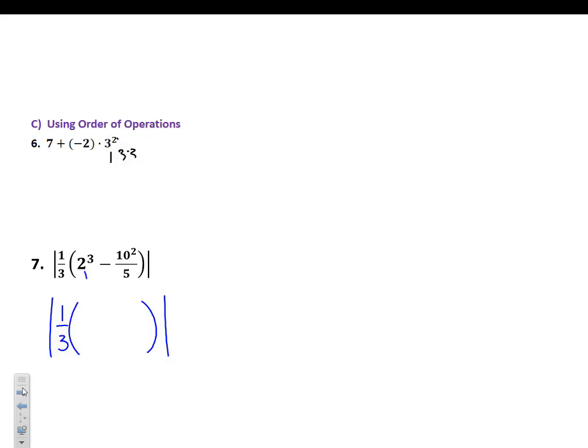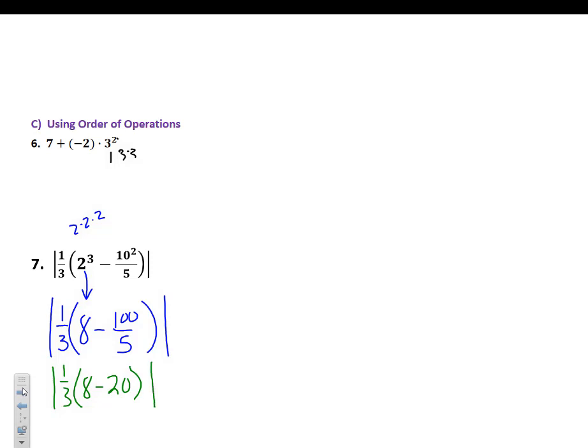Now I can do this right here because it's separated by a subtraction sign. 2 cubed, 2 times 2 times 2, that's 8. Minus 10 squared is 100 over 5. All right. Now I'm going to go further. And I'm going to bring this down, 1/3. The absolute value of 1/3 times 8 minus, well, 100 divided by 5. Anybody? That's right. It is 20.